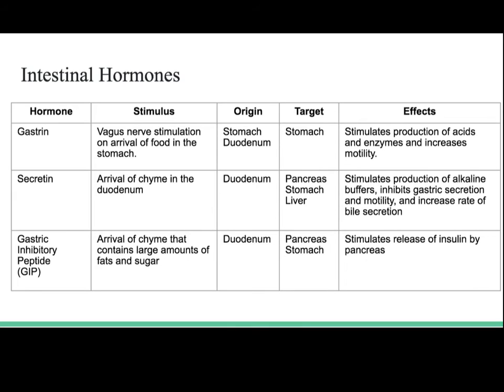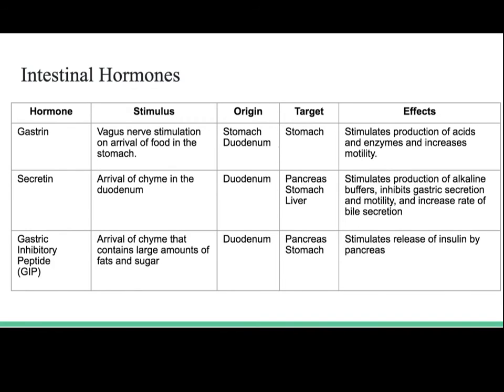It also increases motility, which means the stomach will start to move. Next hormone is secretin, and the arrival of chyme in the duodenum causes that stimulus. Origin is the duodenum, target is the pancreas, stomach, and liver, and that stimulates the production of alkaline buffers because we had a very acidic substance move its way into the small intestine, so we need something to buffer that out. Alkaline is a base. It also decreases gastric secretion and motility, and increases the rate of bile secretion from the liver.